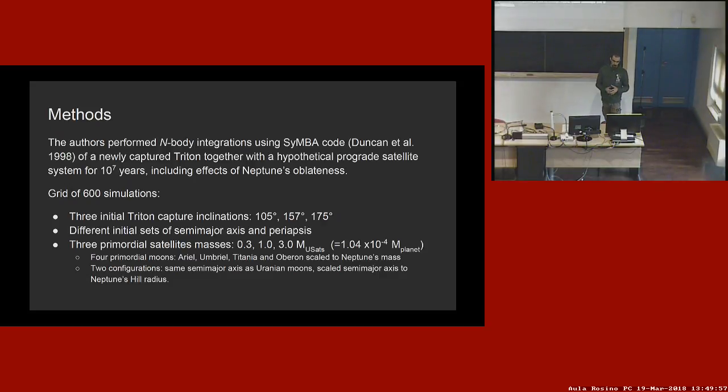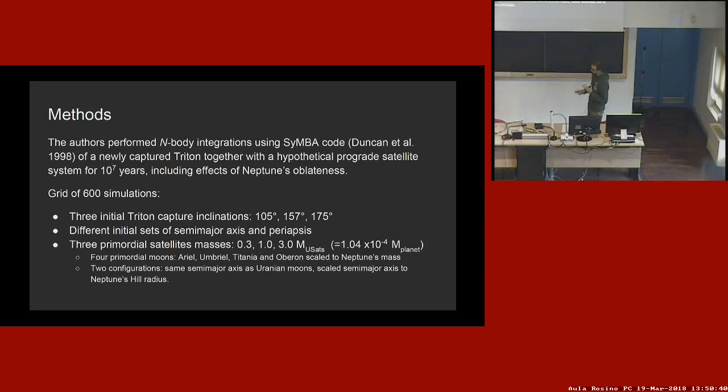They set up a hypothetical prograde satellite system and evolved all this for 10^7 years, including the effects of Neptune's oblateness and, in a separate set of simulations, also the presence of the tidal interaction with the Sun, which at the distance of Neptune is much less important. So this grid of 600 simulations explores 3 initial Triton inclinations. So we have today's inclination of extremely high inclination. This is completely retrograde, 180 degrees, and 105 degrees, which is more or less perpendicular to the planet's equator.